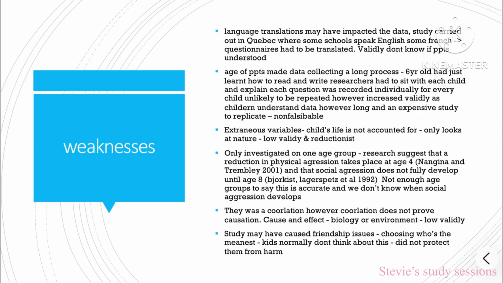It only investigated one age group. Research suggests that physical aggression takes place at the age of 4 and that social aggression doesn't fully develop until the age of 8. There are not enough age groups to say that this is an accurate study of aggression. Even though there was a correlation, it does not prove causation. Cause and effect, biology or environment. Therefore, this study is low in validity.